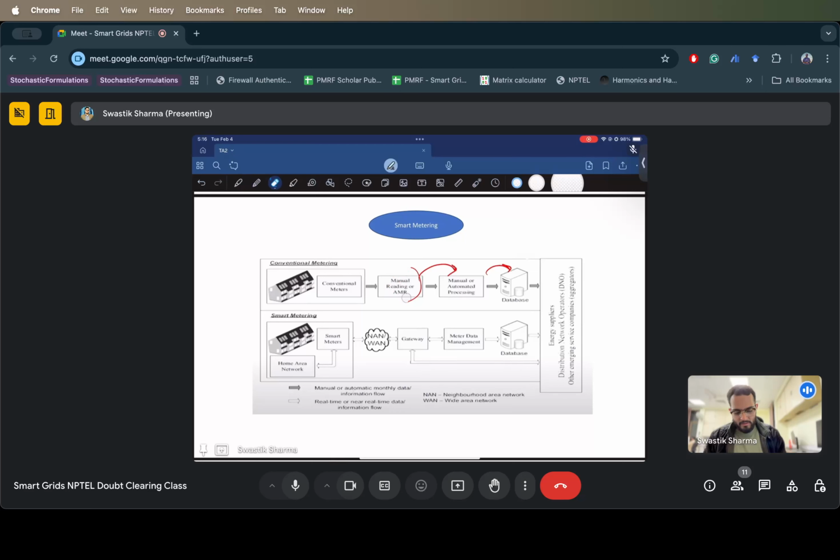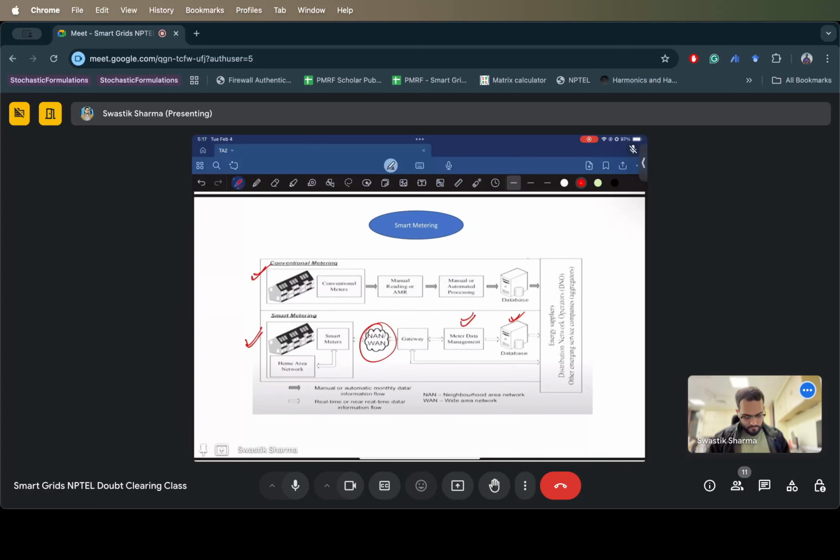So you add what? You add a communication system to it. So now you have a neighborhood area network or a wide area network, which is connected to a gateway. And this gateway is connected to your meter data management system, which is connected to a database. And your energy supplier needs only be in contact with this gateway, right? It does not need to be in contact with each smart meter individually. Only the gateway is in contact, which is getting information through communication systems from your smart meters. So that's the whole difference between a smart meter and a conventional meter.